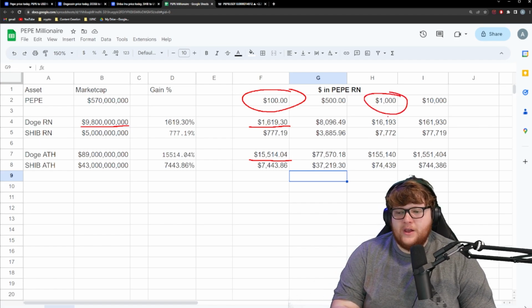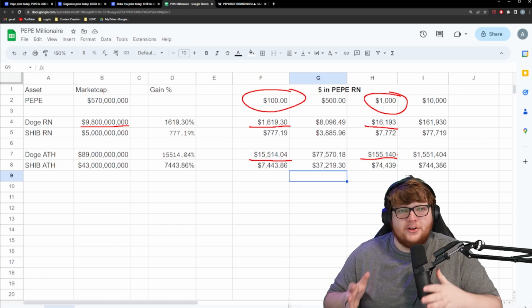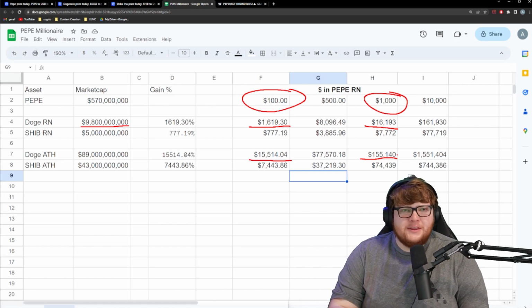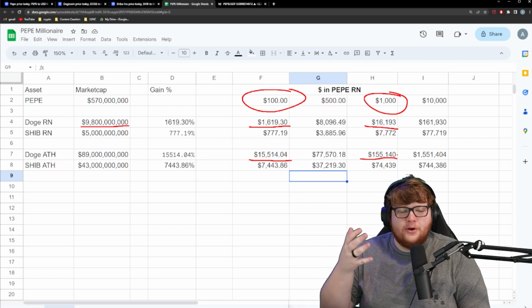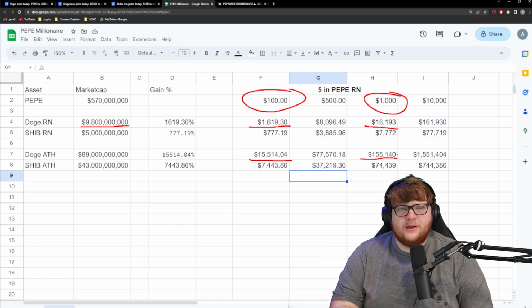Let's say you took $1,000: you'd be getting $16,000 at the current price of Dogecoin, or $155,000 at Dogecoin all-time highs. You could basically turn $1,000 into Lambo money. Now, it's not going to be the nicest Lambo out there, but you could get a used Lambo with that kind of money, which is insane. If you think about it, a lot of people could do $1,000.